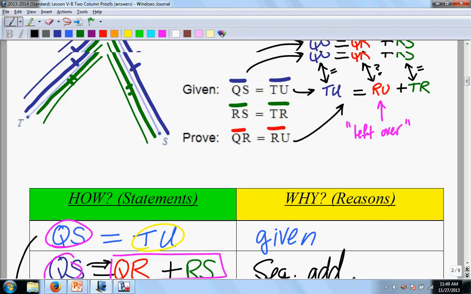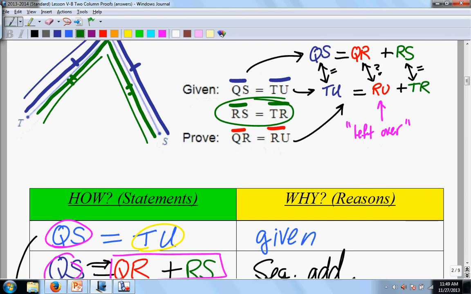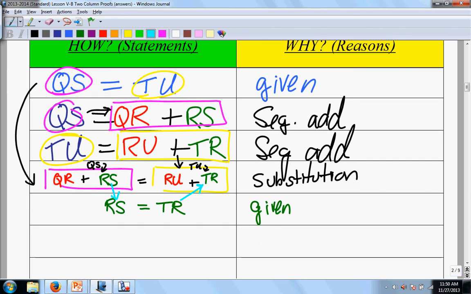Okay, now let's look at what we're also told is equal. We were told that the greens are equal, so we're going to take that, RS and TR, and we're going to put it right here. We have RS is equal to TR, and why do we know that? It's given. So now here's another connection. Do you see RS? And do you see TR? See how those are interchangeable? So we're going to swap one out and put the same one on both sides. It really doesn't matter which we swap out.